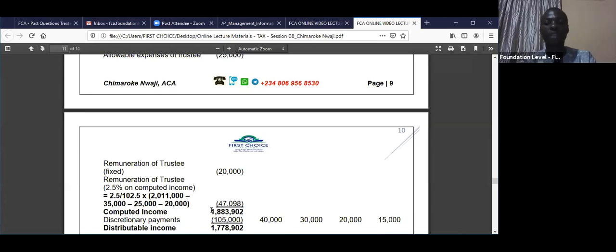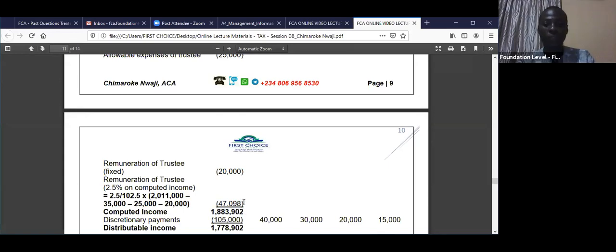So when you remove everything here, your computed income will give you this. So now let's do a little check. If we do 2.5% of this figure, we are going to get this figure. So let's see. 2.5 divided by 100, now not 105, 100 times 1,883,902. 47,098 naira. So you see, this figure is 2.5% of this.